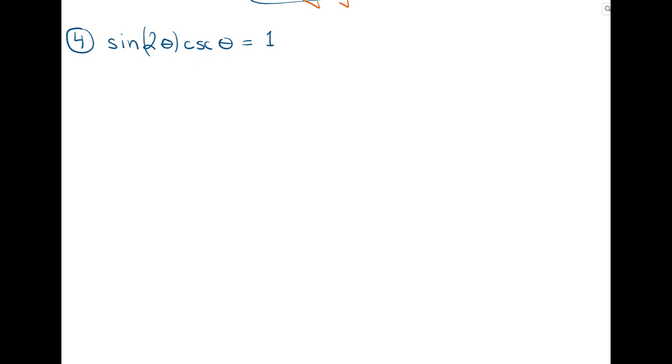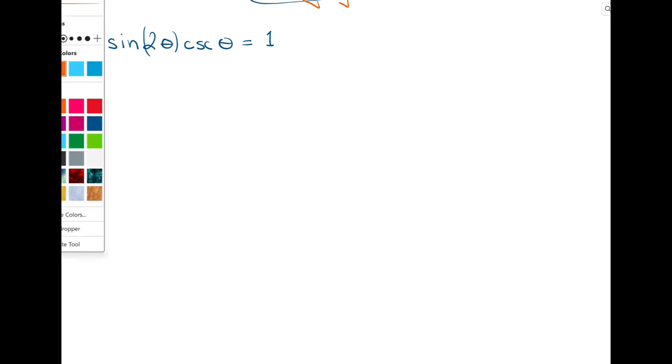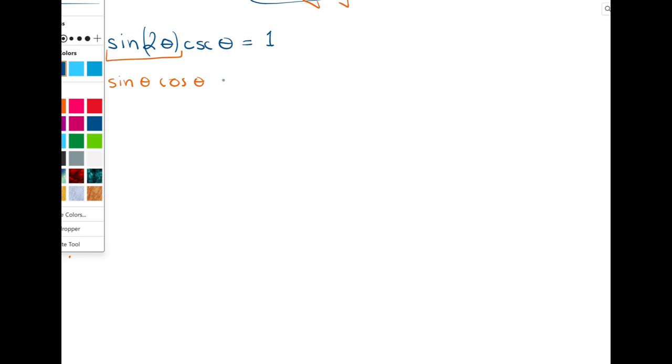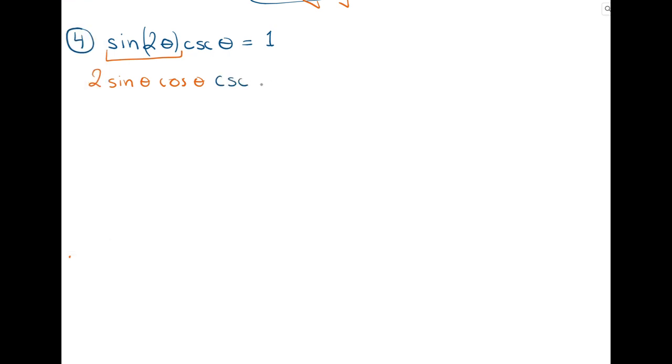Okay, so you're looking at that, and there is no square. There is nothing that you could use the Pythagorean identities on. But you do see an identity, I hope you do see it. This is a double angle for sine, so I can rewrite that as 2 sine theta cosine theta, and then keep writing what you already had, which was the cosecant.